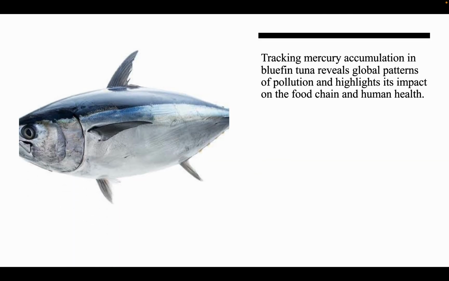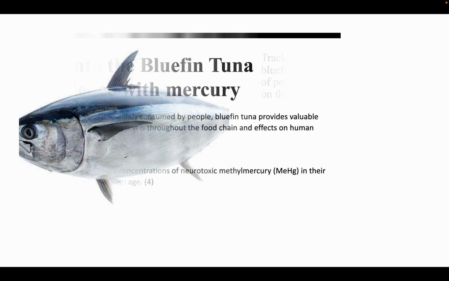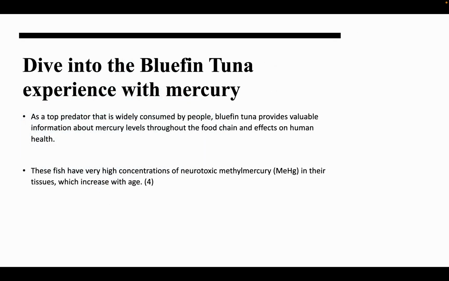Now we are looking more into the bluefin, as this is a big predator in the ocean, so we can track along the food chain, from small fish to big fish as it consumes, and you get a buildup, and you will see higher levels in this fish that will eventually affect humans if they consume it. So we're going to dive a little deeper into that.